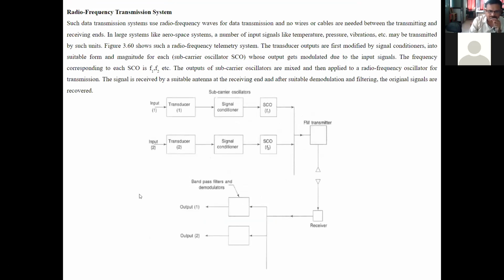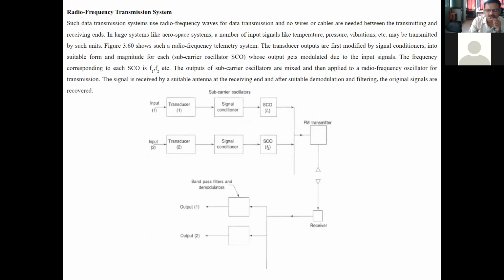Next is radio frequency transmission system. Such data transmission systems use radio frequency waves for data transmission, and no wires or cables are needed between the transmitting and receiving ends. In large systems like aerospace systems, a number of input signals like temperature, pressure, vibrations, etc. may be transmitted by such units. Figure 3.60 shows such a radio frequency telemetry system.